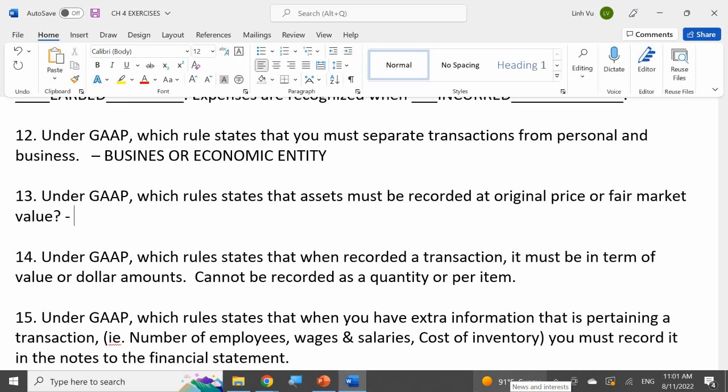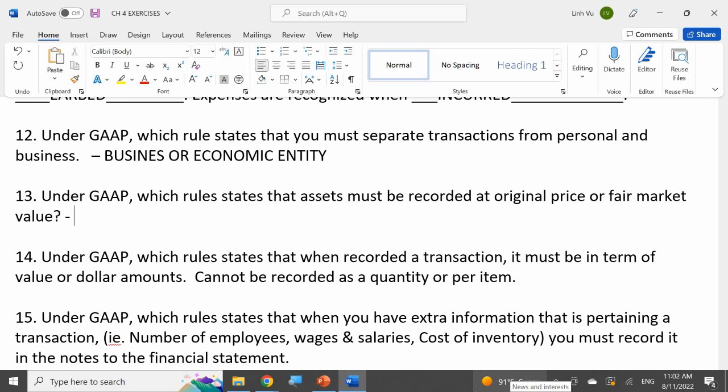Now, in this case, if it was monetary, the question would be that assets should be in terms of dollar value, right? It should be recorded as a value. In this case, I'm saying it's being recorded at original cost or the fair market value. So going concern? Not that one. Business or economic entity? This isn't where we're making a decision between personal and business.